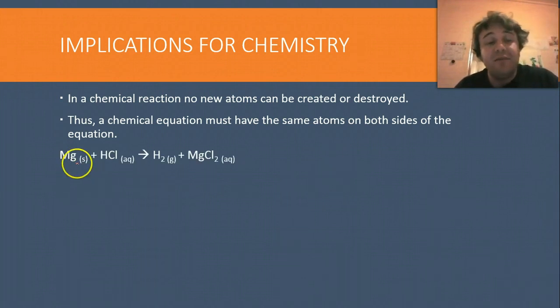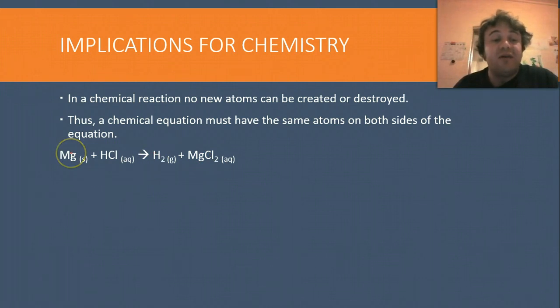Okay, so we've got magnesium. This (s) means it's solid. Hydrochloric acid, or HCl. The (aq) means that it's dissolved in water. Goes to, remember this means goes to, not equals. Hydrogen gas, plus magnesium chloride. Now, (aq) down the bottom, because it's also dissolved in water.